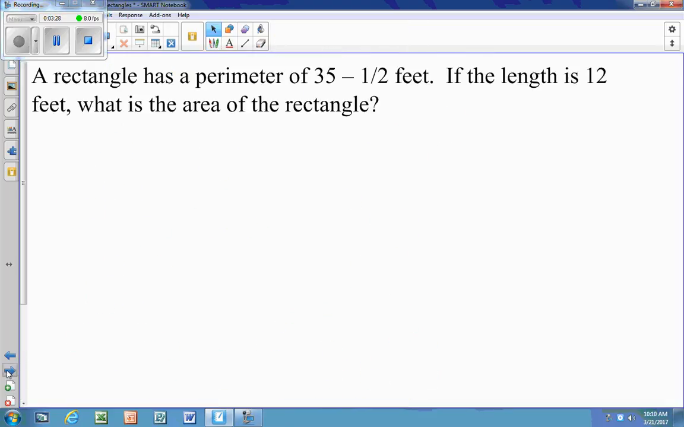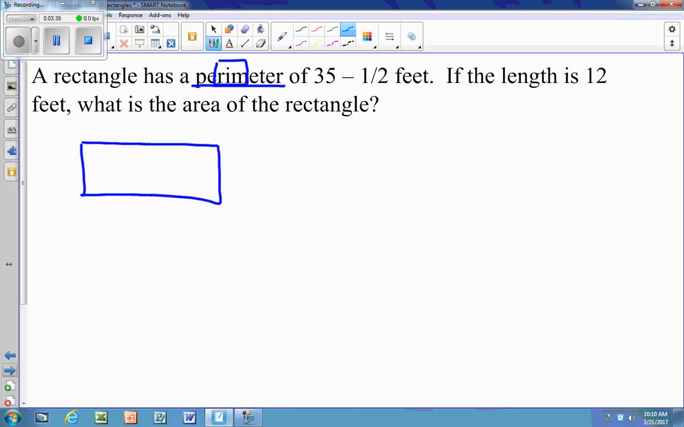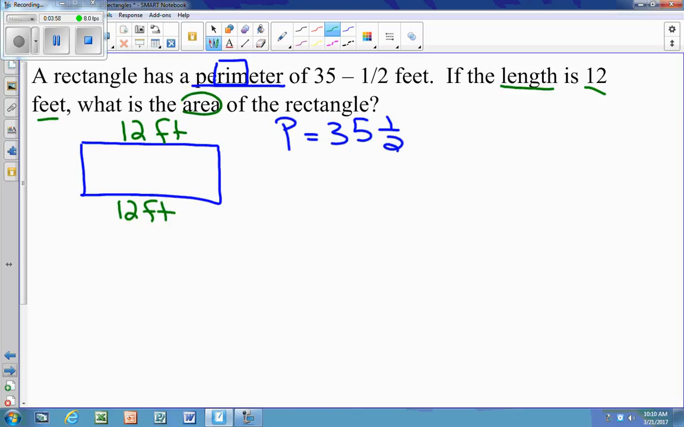Next, I have a rectangle. This time it's talking about the perimeter. Perimeter means the distance around the outside, or the rim. And my rectangle, we're going to draw it, has a perimeter of 35 1/2 feet. It then tells me that the length is 12 feet. So this is 12 feet. And in a rectangle, opposite sides are equal, so this is 12 feet. And I need to find out the width in order to find the area.